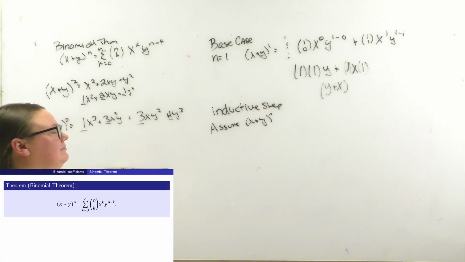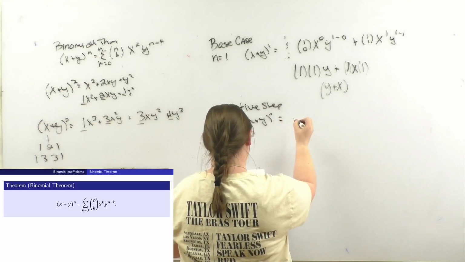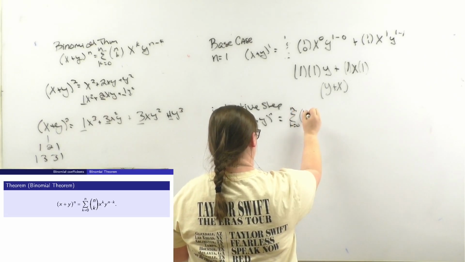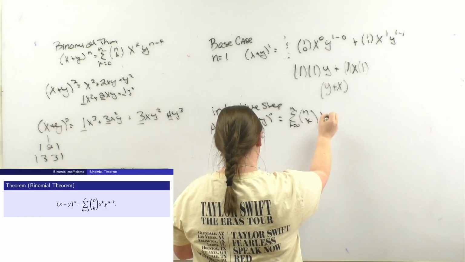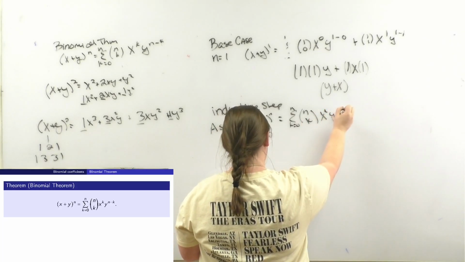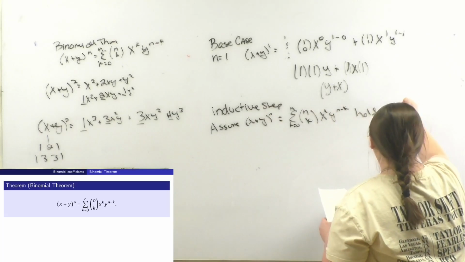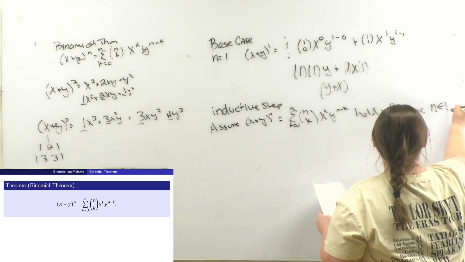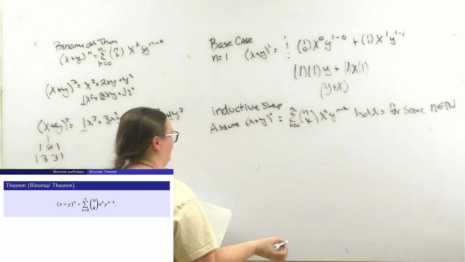I don't know. I think the proof really just comes from telling you the definition of the choose. That's a k. x to the k, y to the n minus k holds. Okay. We want to show it works for n plus 1.